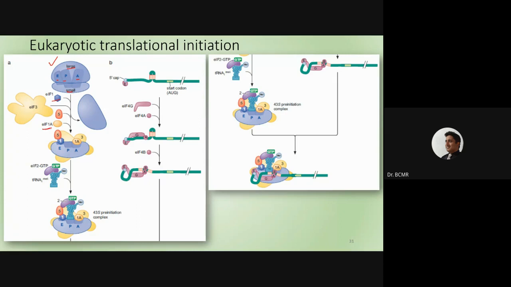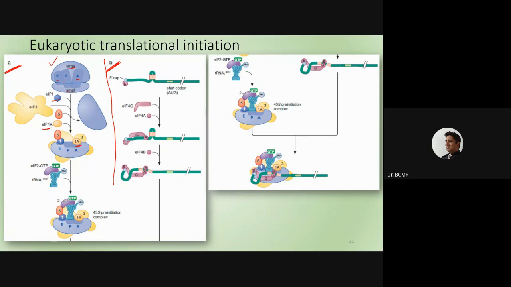EIF1A is the one that occupies the A site. I hope you remember that. When I was saying this, you have preparation of ribosomes that is shown in A, and preparation of mRNA that is shown in B. So I'm going to come one after one. First, we'll talk about the preparation of the ribosome for initiation of translation, because it is almost similar to what we have learned in the previous one, in prokaryotic translational initiation.